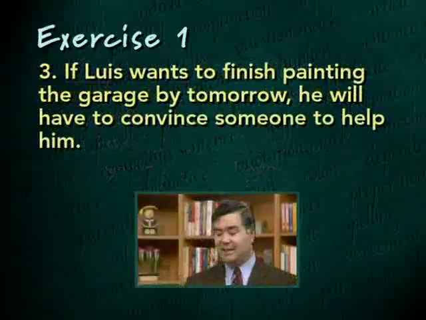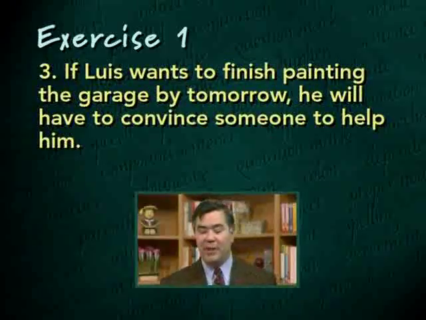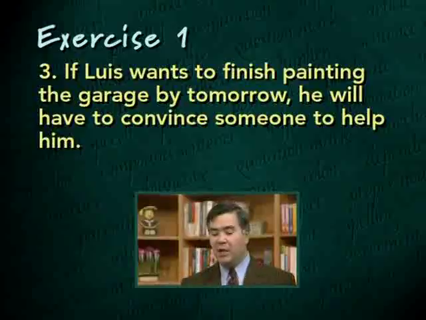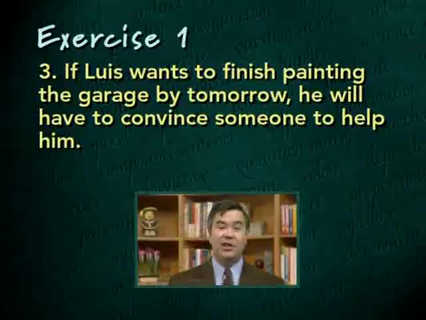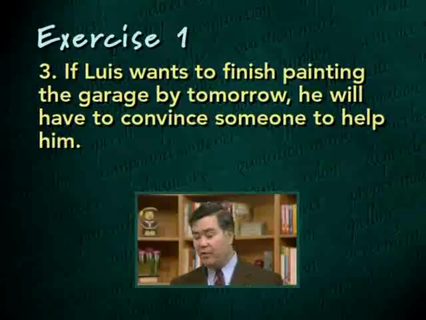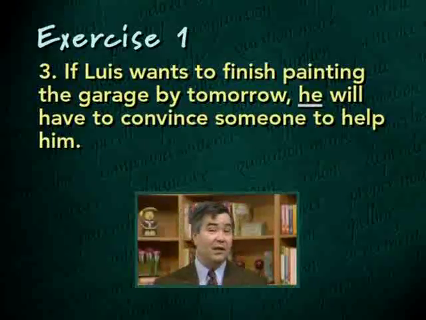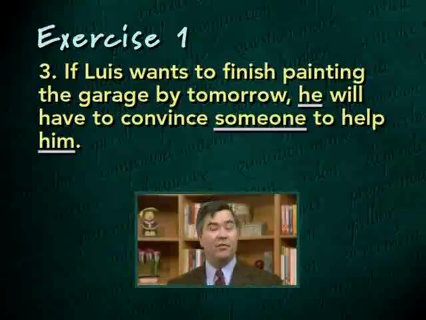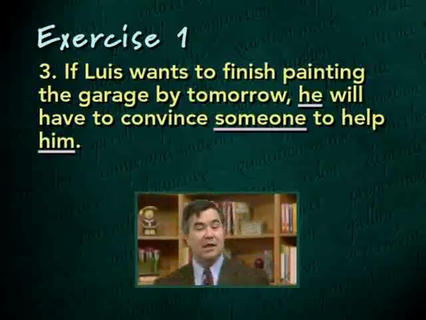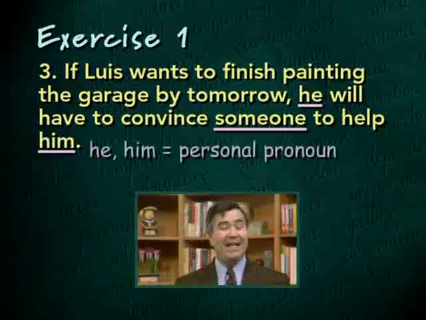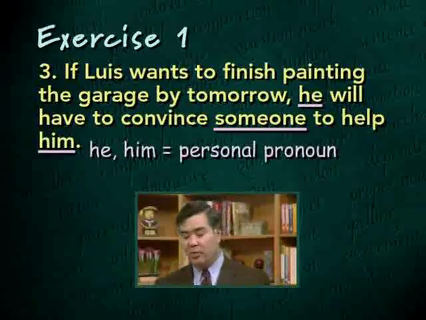Let's look at the next sentence. If Luis wants to finish painting the garage by tomorrow, he will have to convince someone to help him. How many pronouns did you notice in this sentence? There are 3 altogether. He, someone, and him. All 3 appear in the second half of the sentence. Now, 2 of the pronouns are personal pronouns. He and him are both personal pronouns.